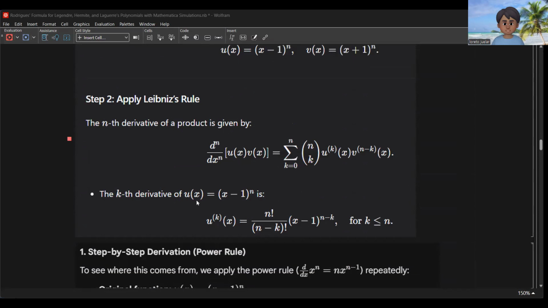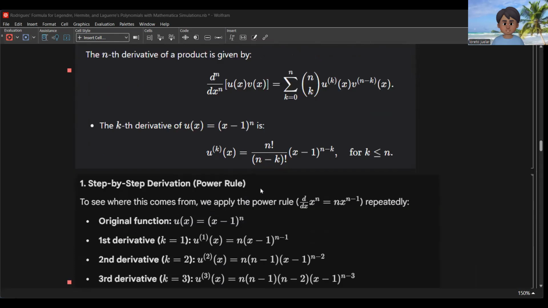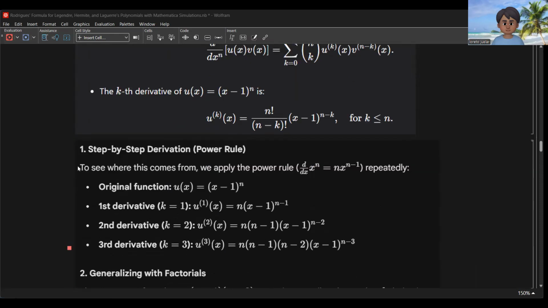So the k-th derivative of u of x, equal to x minus 1 raised to the n, is n factorial over n minus k factorial times x minus 1 raised to the n minus k. So here k is less than or equal to n. So we have the proof here: step-by-step derivation, the power rule.